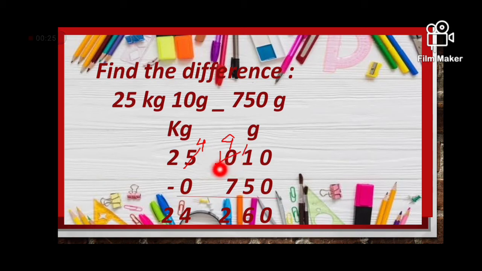Then 10 will be 9 and we borrow 1 from 10. 11 minus 5 is equal to 6. 9 minus 7 is equal to 2, then 4 and 2. So the difference of these two weights is 24 kilograms and 260 grams.